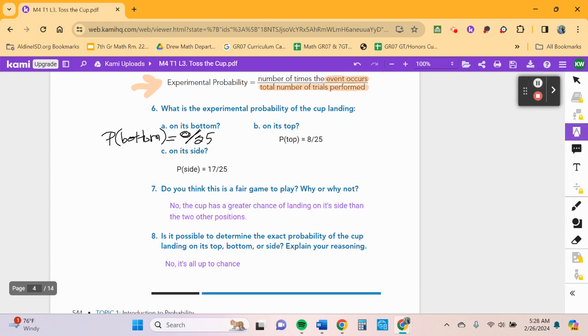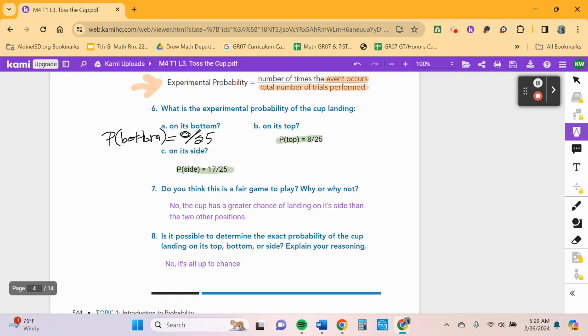Alrighty, let's compare answers. For 6, we should all have the same answers. The probability of it landing on its top is 8 out of 25, and the probability of it landing on its side is 17 out of 25. Now, for 7 and 8, we all should have different answers. You should have already shared your answer with a neighbor, but I'm going to share what I simply put as a general answer.